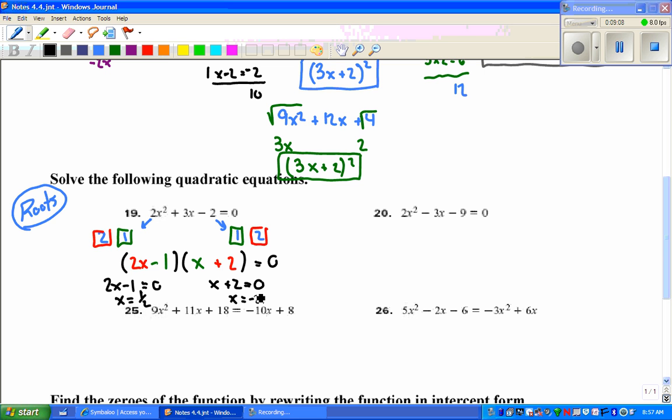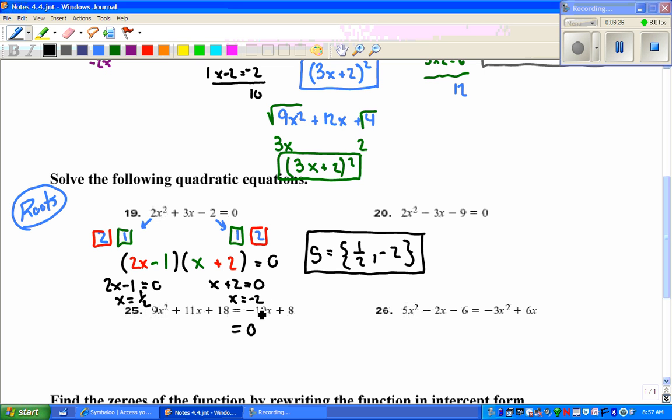All right? So a lot of people will write a solution set. And your solution set, your roots here, are going to be 1/2, and your other root is also going to be -2. Okay? Now I want you to remember, whenever you're doing these, you always need your right-hand side to equal 0.